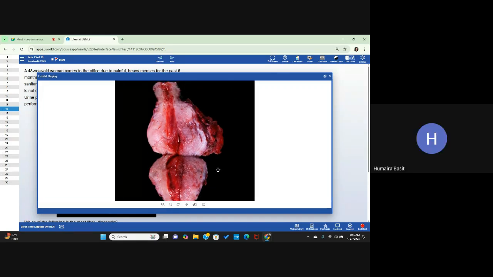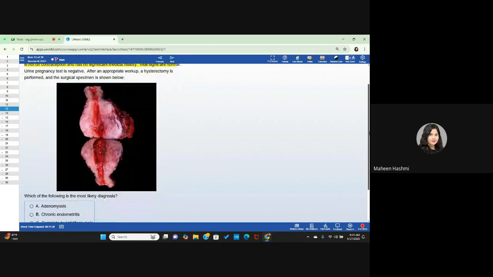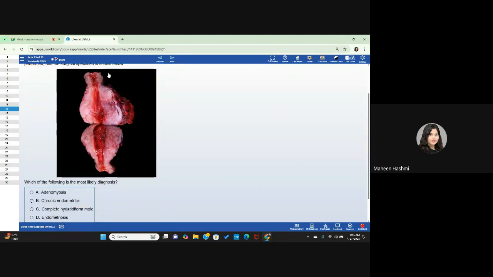All right. What's this? A uterus. This is a cut section of the uterus. Yeah. Adenomyosis. All right, so what's happening is that there's this woman who comes because of painful heavy menses for the past 5 to 6 months. The patient has 4 to 5 days of heavy bleeding, HMB. Menstrual periods occur every 28 to 30 days. The patient is on contraception. A hysterectomy is performed, and you can see this. Which of the following is most likely the diagnosis? What's happening?